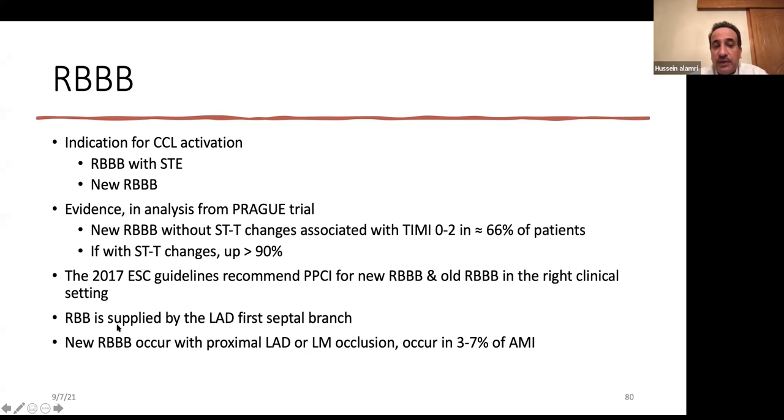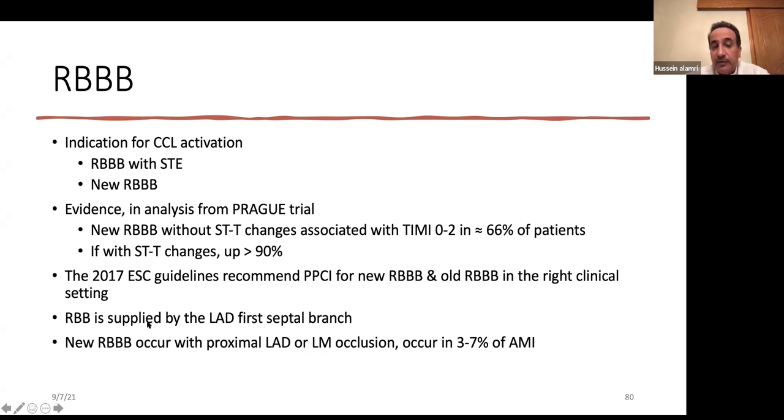That's why the 2017 guidelines recommended cath for patients with new right bundle branch block or right bundle branch block in the right clinical setting. So right clinical setting means that it's new, or there's evidence of ischemia from history or troponin or echo, or right bundle branch block with ST elevation.